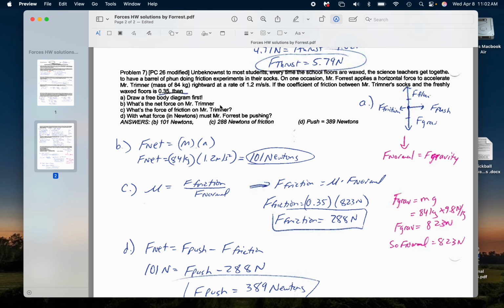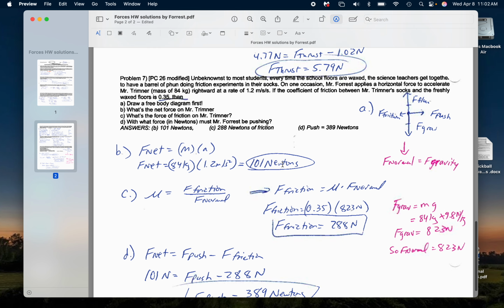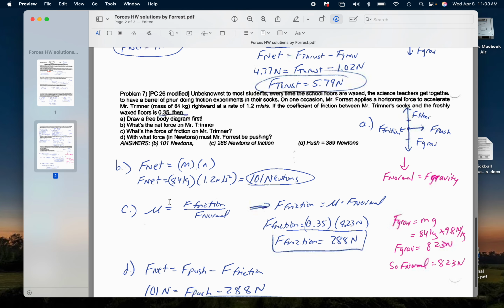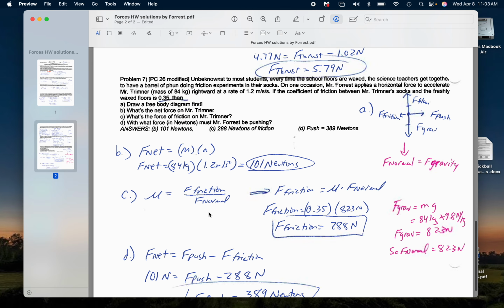So what's the net force on Mr. Trimner? Well, if he's accelerating at 1.2 meters per second squared, and his mass is 84 kilograms, his net force is 101 newtons. Next is figuring out the force of friction on Mr. Trimner. Well, this is back to a formula we've had. Coefficient of friction is equal to force of friction over normal force. So rearranging that, force of friction equals coefficient of friction times normal force.